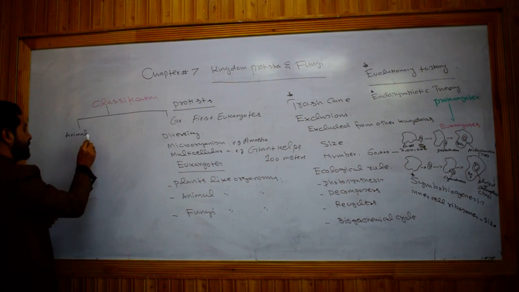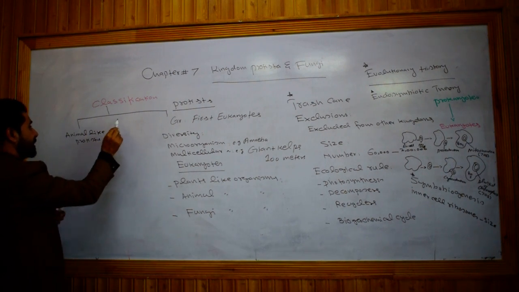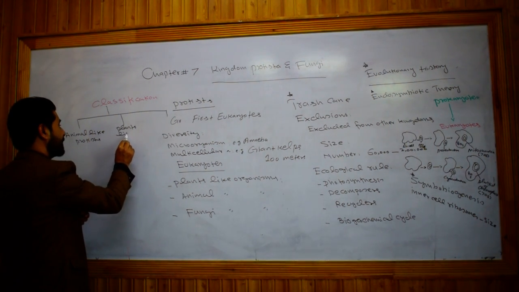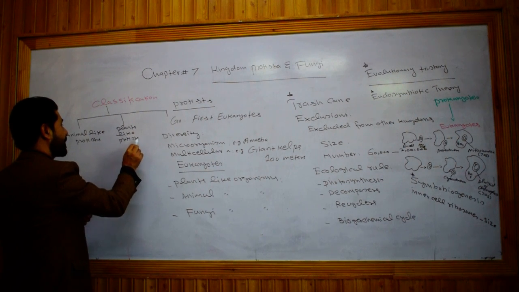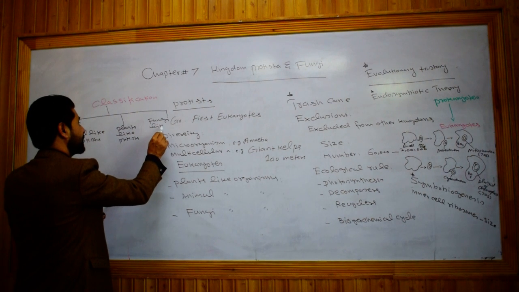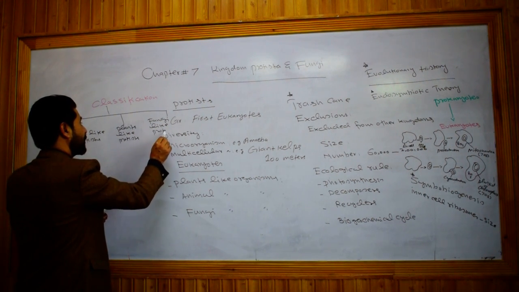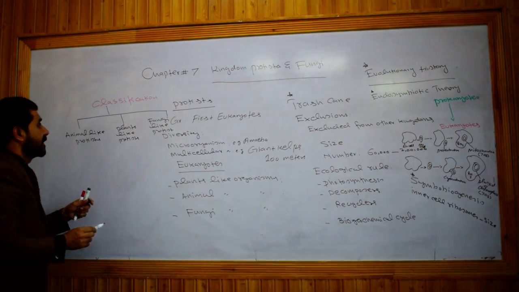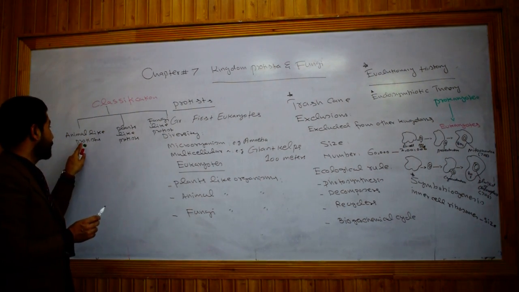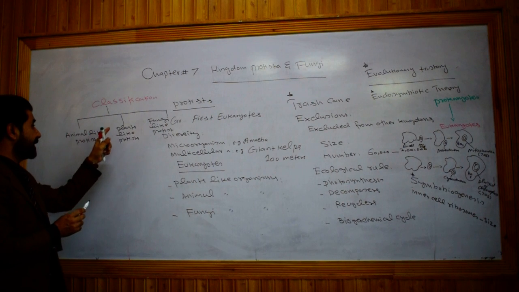animal-like protists, plants-like protists, and fungi-like protists. So this is a simple classification of kingdom Protista, that it is divided into three different groups.